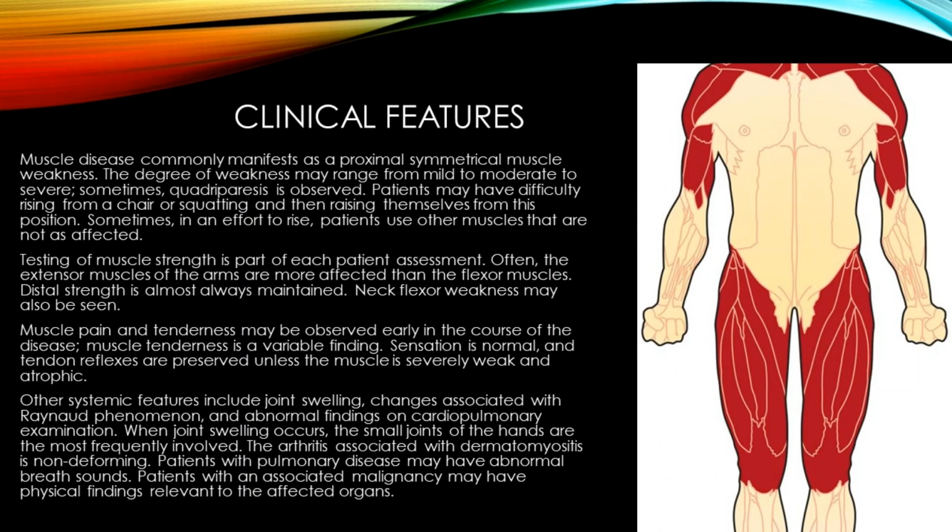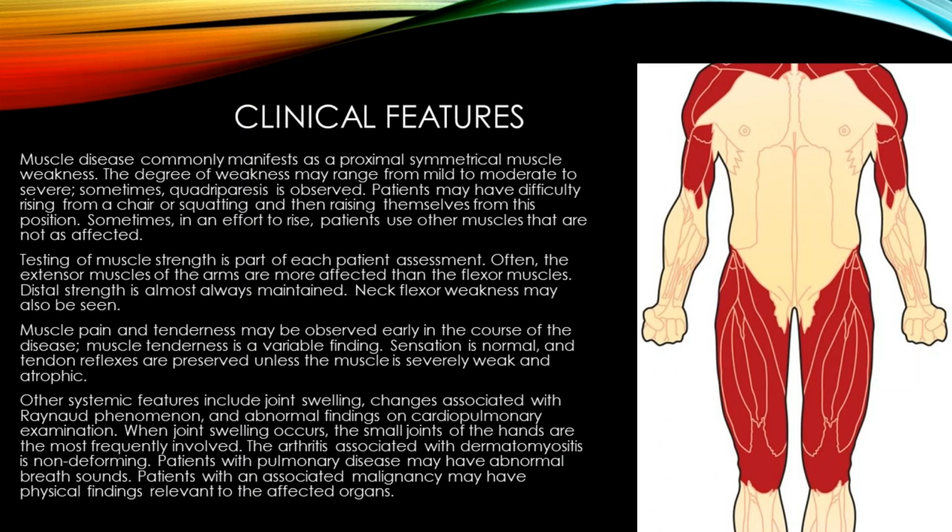Testing of muscle strength is part of each patient assessment. Often the extensor muscles of the arms are more affected than the flexor muscles. Distal strength is almost always maintained. Neck flexor weakness may also be seen. Muscle pain and tenderness may be observed early in the course of the disease. Muscle tenderness is a variable finding. Sensation is normal, and tendon reflexes are preserved unless the muscle is severely weak and atrophic.